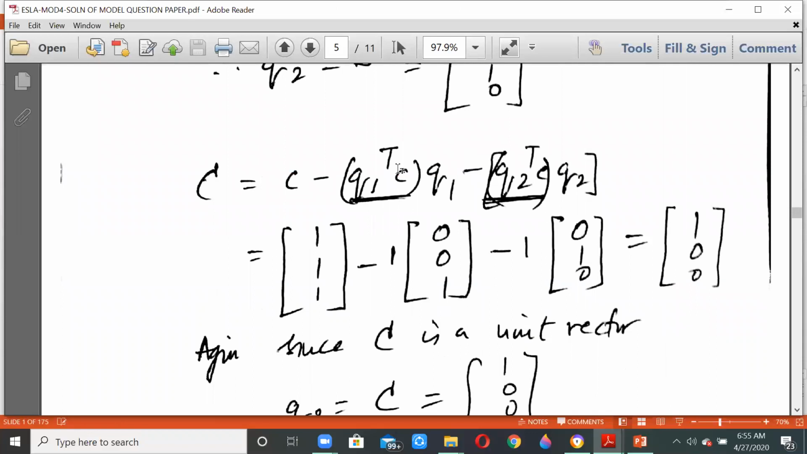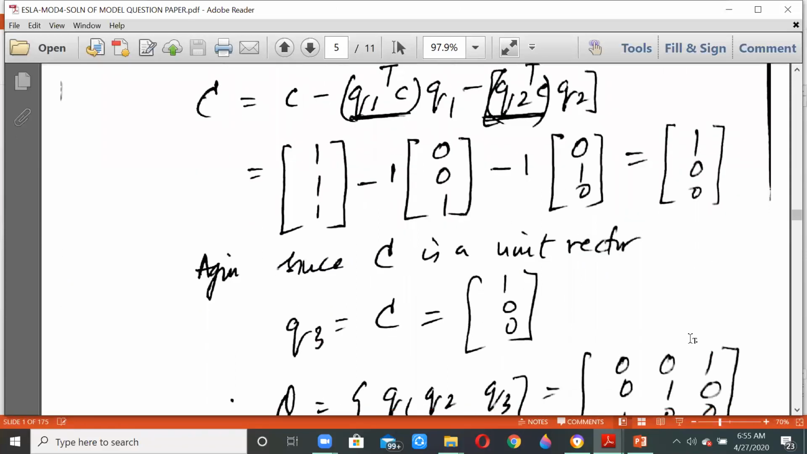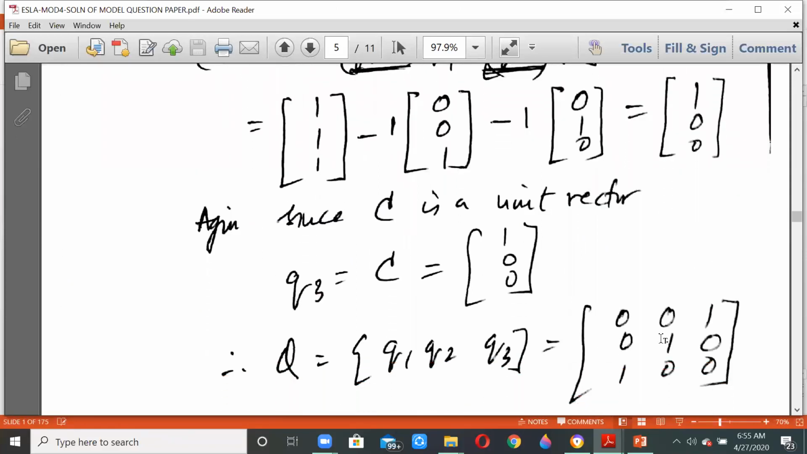So having got that as 1, we can multiply it by Q1. Similarly, Q2 transpose C also will be 1, and Q2 will be 0, 1, 0. So if you solve this, you'll get 1, 0, 0. Again, the length of this is the square root of 1 square plus 0 square plus 0 square. That will turn out to be 1. So because C is a unit vector, we see that Q3 is C, equal to 1, 0, 0.